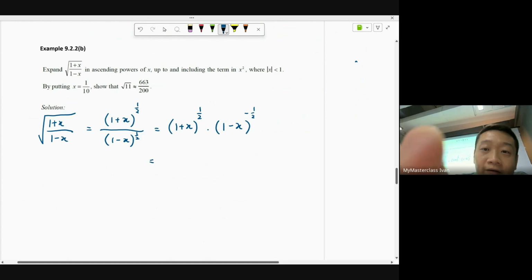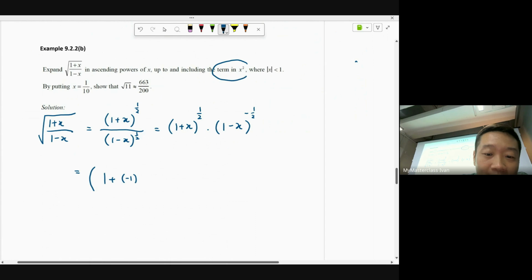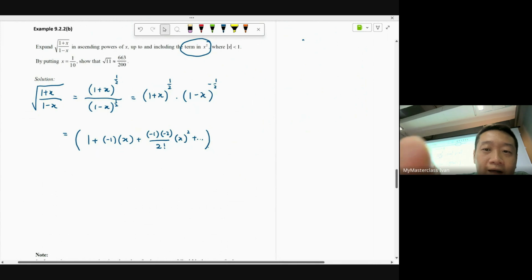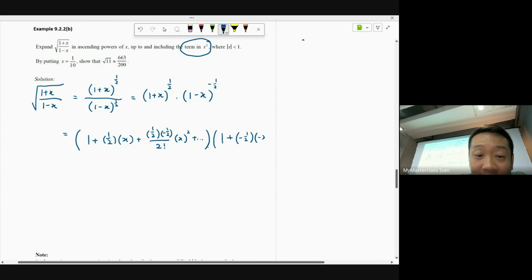Okay, now we have to do binomial for two of them. So the first guy, 1 plus negative 1. They want only up to x squared. Negative 1x plus negative 1 minus 2 over 2 factorial x squared, plus dot dot dot. So that's the first one. Wrong. The power is half, right? Then 1 plus negative half. Be careful, the negative x must bring along. Because this is negative x, right? The negative x must bring along. Okay, plus negative half, negative 3 over 2 over 2 factorial, negative x squared. Close.